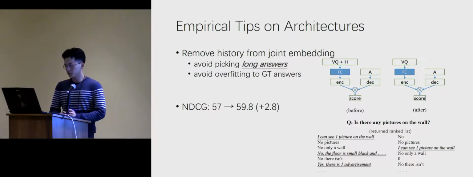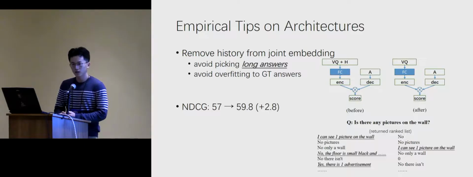The main differences between the modified recursive visual attention and the original one are as follows. First, we remove the history encoding from the question answering part. We found that the history encoding encouraged the models to pick long answers. One possible reason is that the attendance of history encoding will enhance the language feature but weaken the visual feature, which leads to overfitting to the sparse annotations. This modification improves NDCG by nearly 3 points.